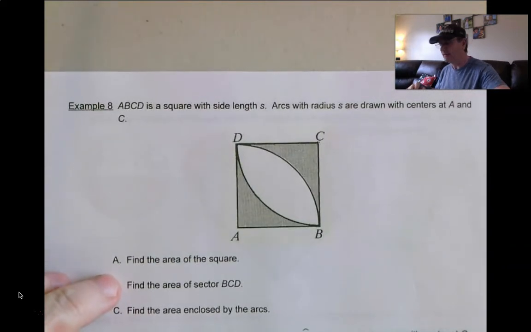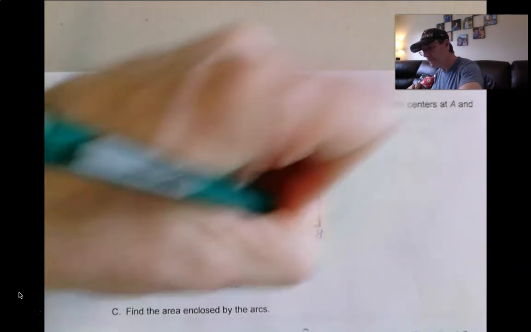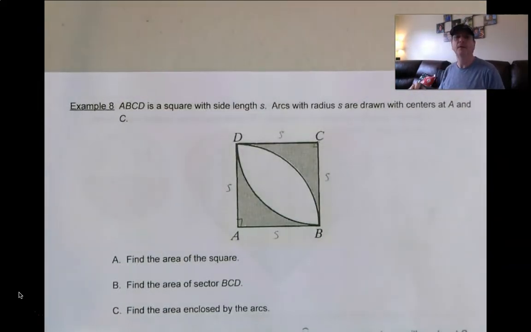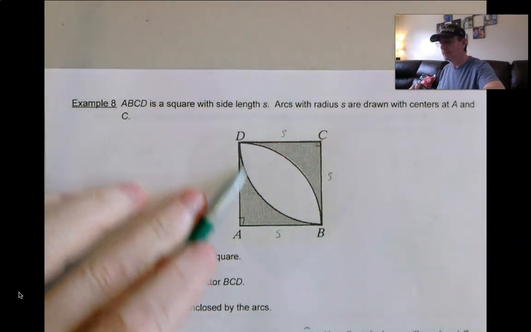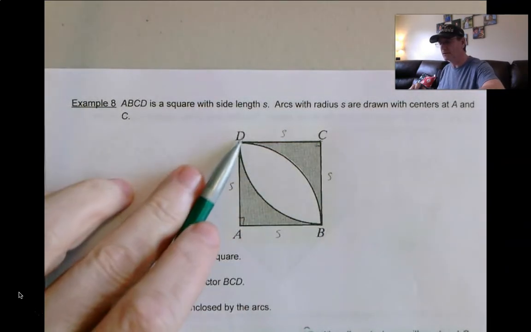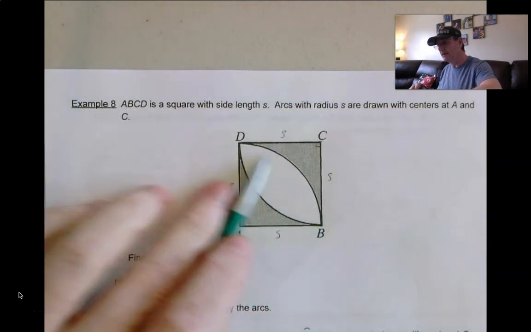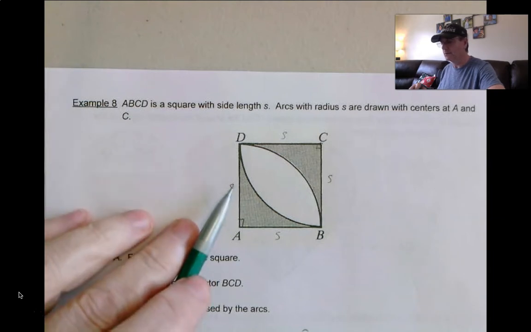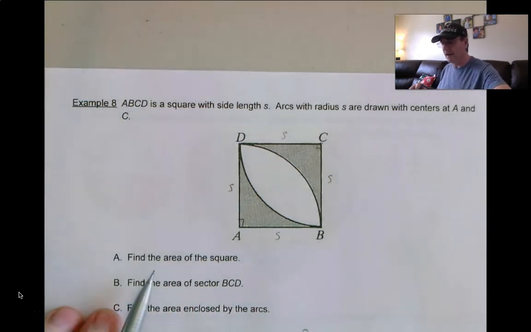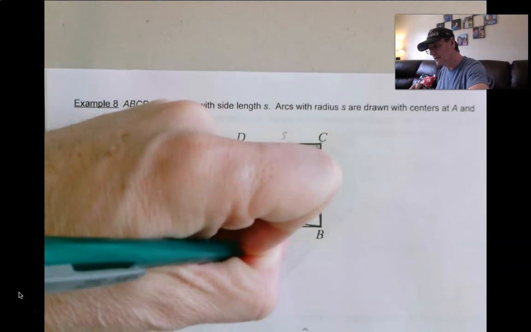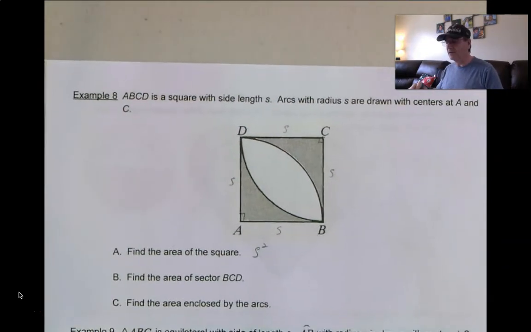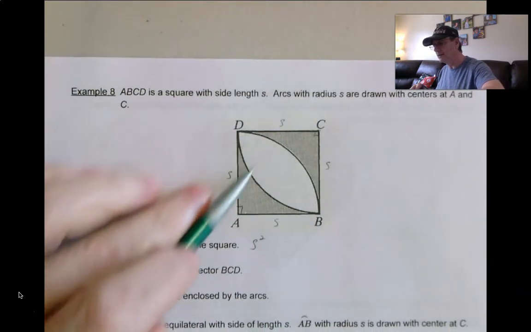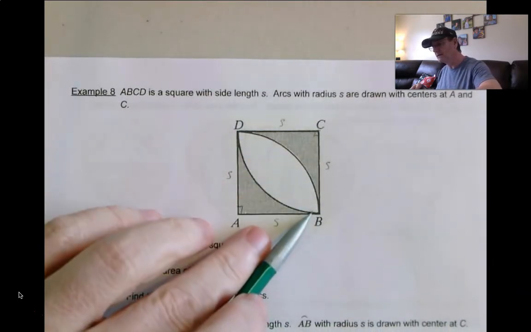ABCD is a square with side length S. Square, right angles here as well. The arcs are drawn with a radius of S, so arc DB this way and arc DB this way. Both are arcs of a circle. They're both 90-degree arcs with a radius S. Find the area of the square, S squared. Find the area of sector BCD. So BCD, we're going to find this whole sector.